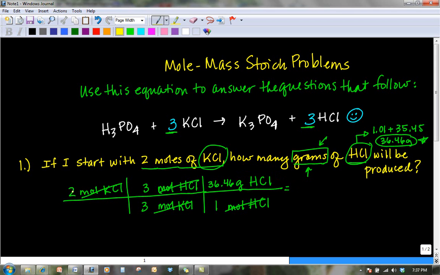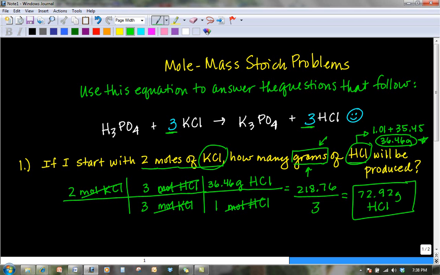So I'm going to multiply 2 times 3 times 36.46. And when I do that, I get 218.76. And that is over 3 times 1, which is 3. And when I divide 218.76 by 3, I get an answer of 72.92 grams of HCl. So that is how you would solve a mole-mass stoich problem.